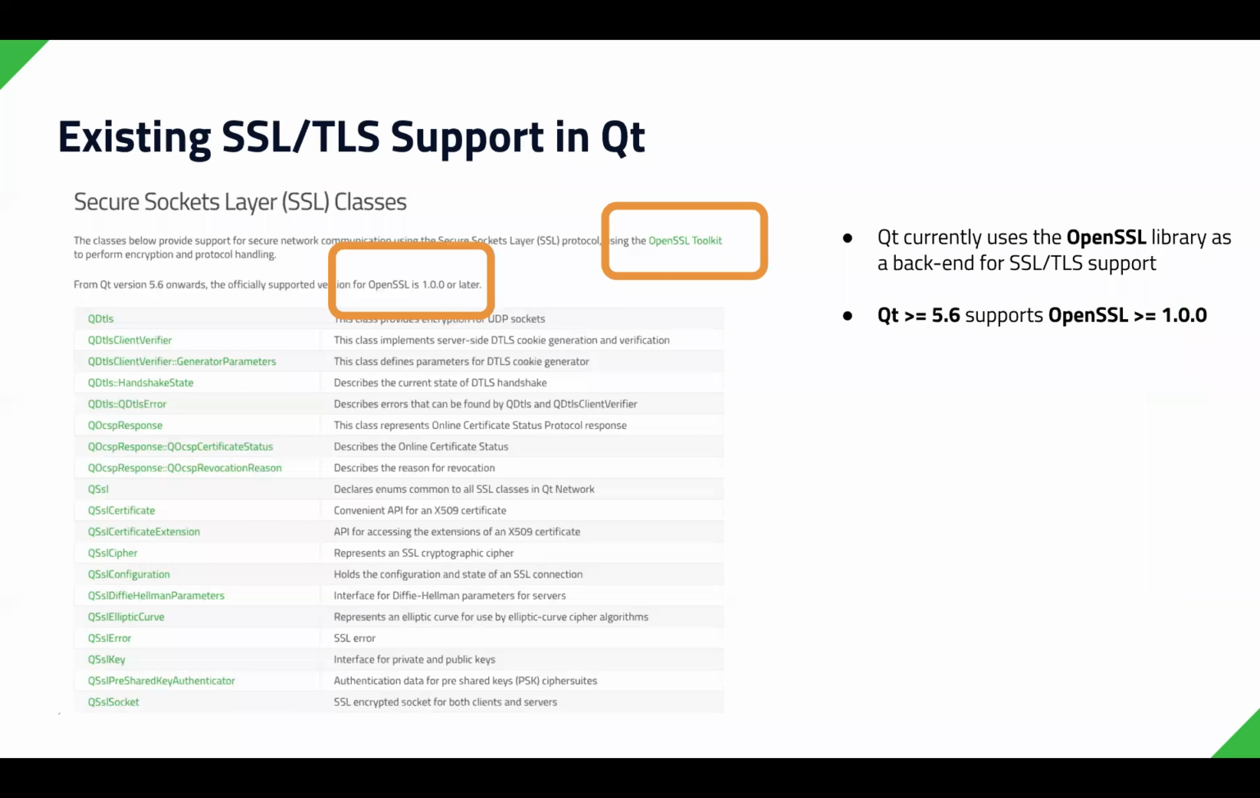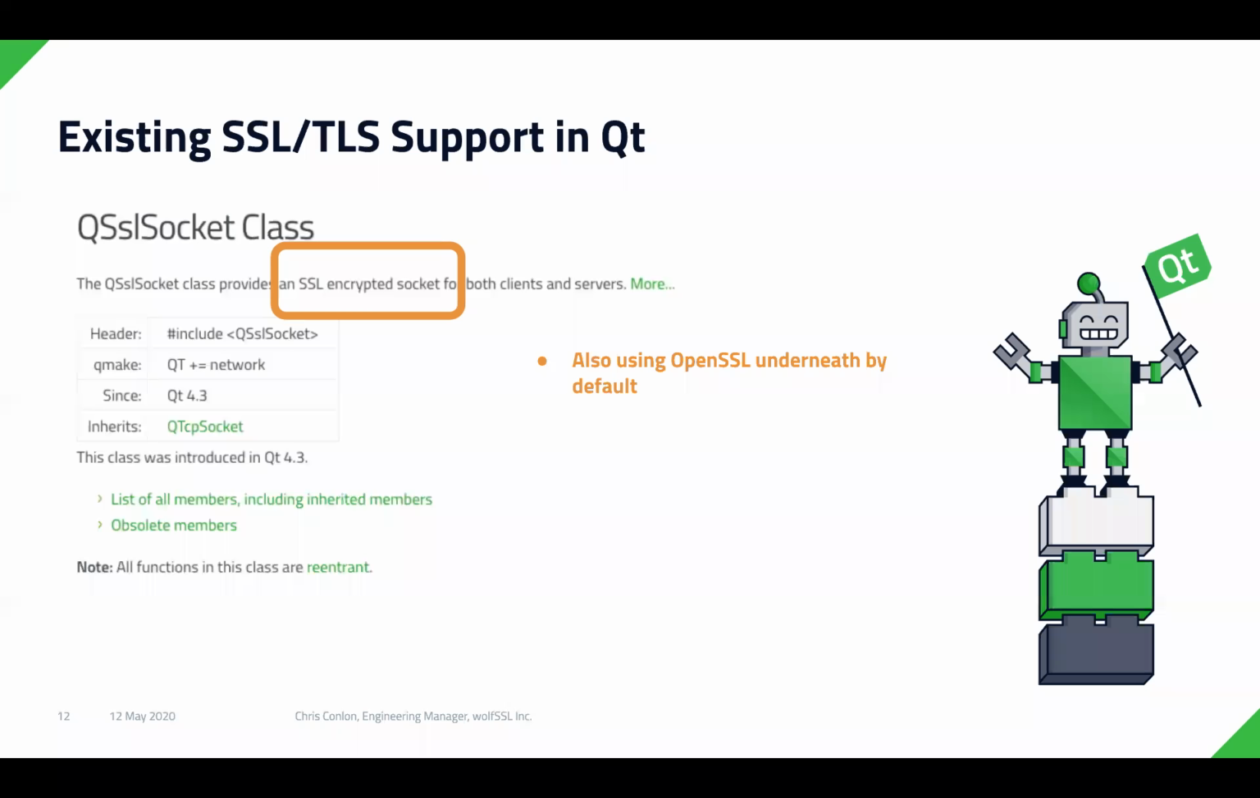Qt greater than 5.6 supports OpenSSL 1.0.0 or later. One example of one of these classes is the QSslSocket class. So this is a class that provides SSL encrypted socket for either client or server communication. This also is using OpenSSL underneath by default.